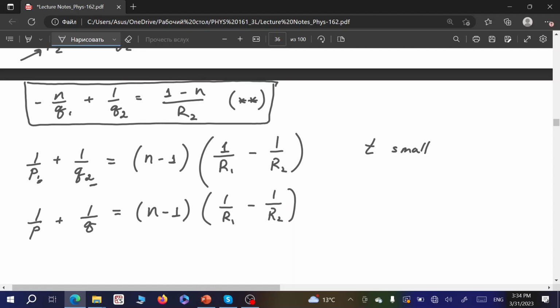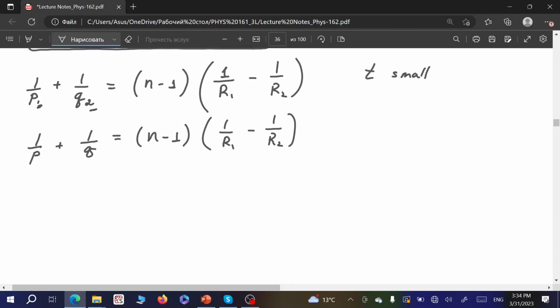Because as you remember from the beginning of the previous discussion, we highlighted that we need to have an interface between two transparent media, and different materials are transparent in different spectral ranges. So this should be taken into account. Now, what we can also write is another equation which introduces the focal distance of a lens, 1 over f, which is the focal distance.